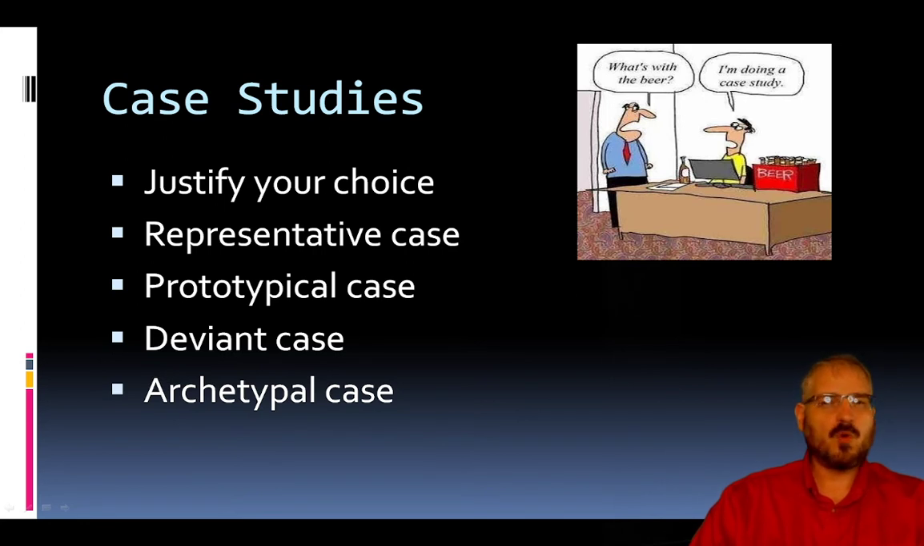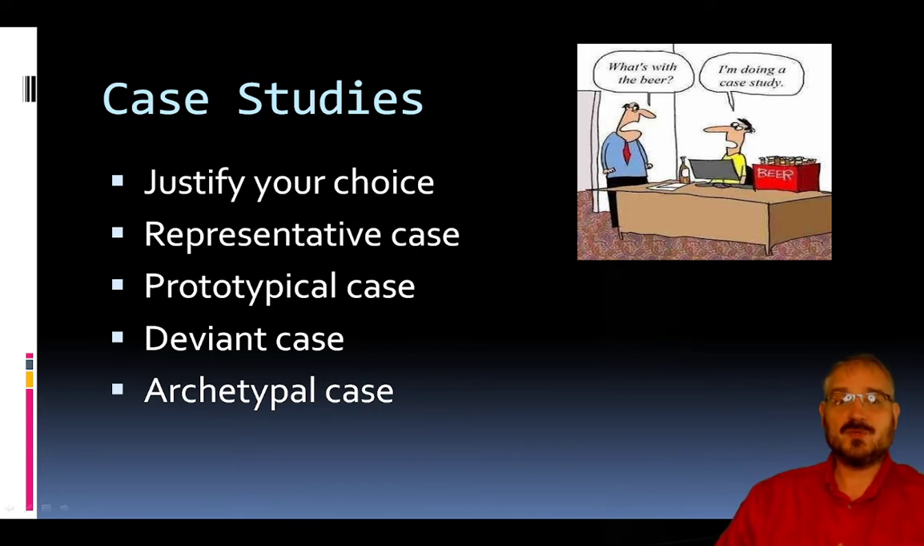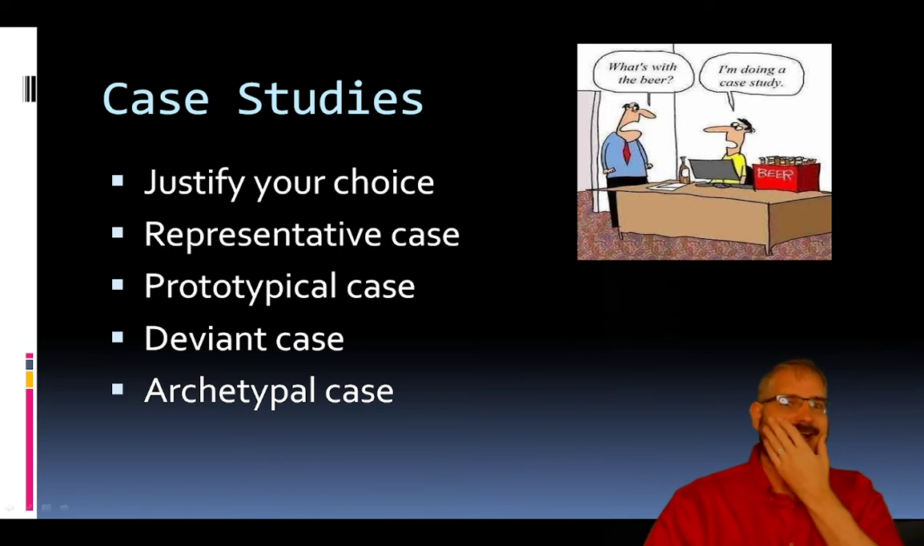So one of the important things you've got to start with is to justify your choice. Why that area? Why that region? Why the Northeast United States versus the Southeast United States? Why the UK instead of the US? Why Tennessee and not West Virginia? You have to justify your choice somehow. And one of the ways you can do that is to look for one of these kinds of cases, okay?